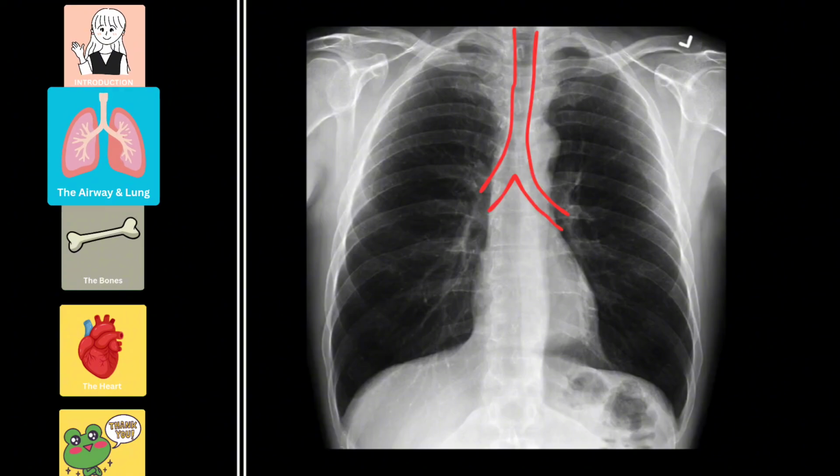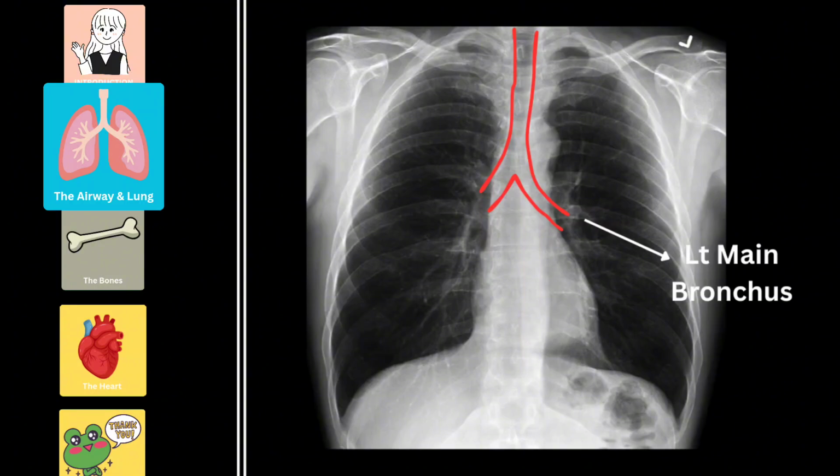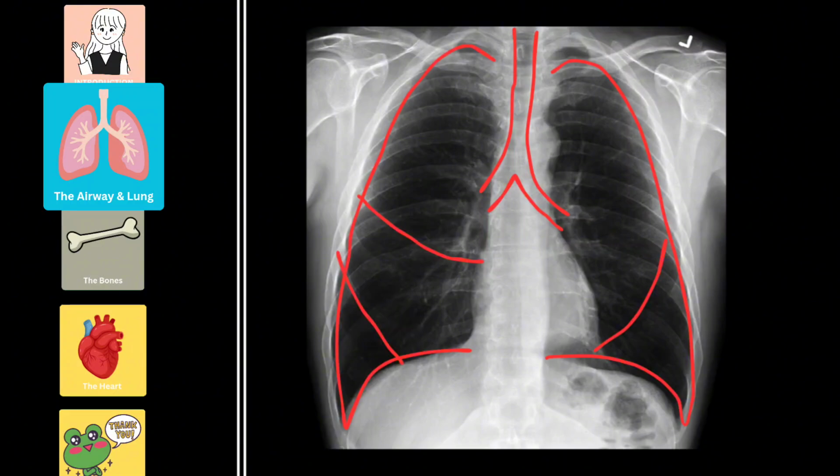Here's the trachea, typically in the middle and branching into the left and right main stem bronchi. Normally, you'll see a steeper right bronchus compared to the left. Next, you'll see the lungs. The right lung is divided into 3 lobes by the horizontal fissure and the oblique fissure. The left lung is divided into 2 lobes, also by an oblique fissure.